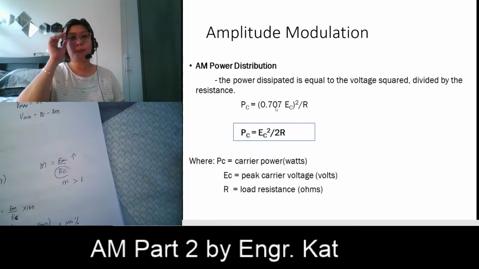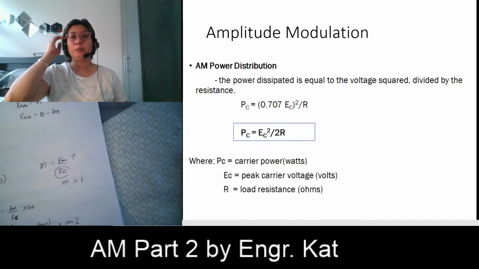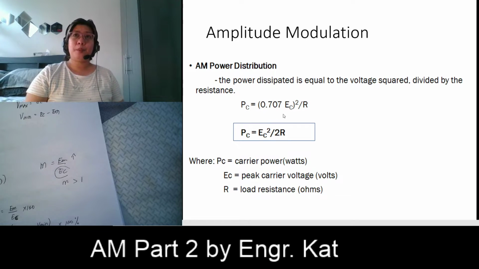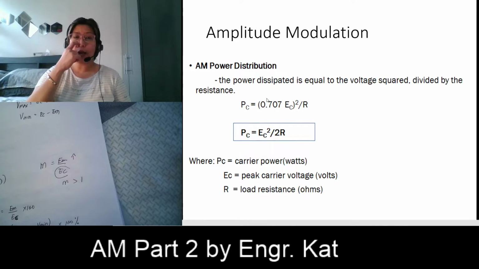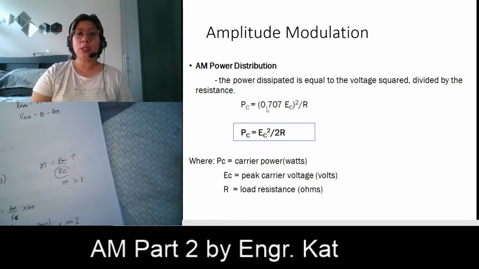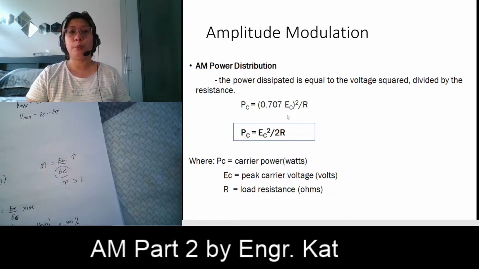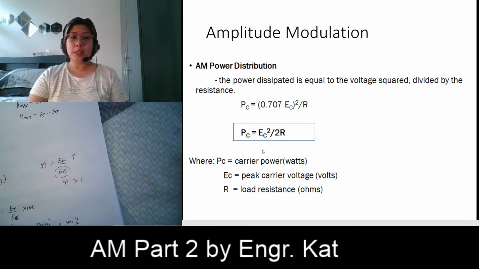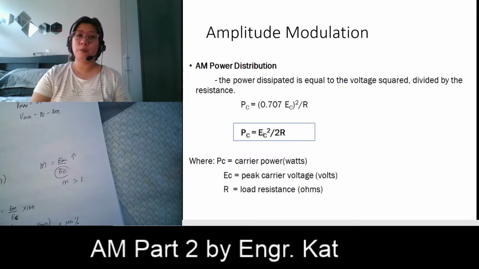So power is given by voltage squared divided by R. The power dissipated by the carrier is equivalent to the RMS value of the peak value of your EC. So EC is your peak. Therefore, we have here 0.707 to get the RMS value. So 0.707 of EC squared divided by R. So this is 0.707 squared, that is 0.5 or one half. So the carrier power PC, in terms of watts, is equivalent to EC squared divided by 2R.